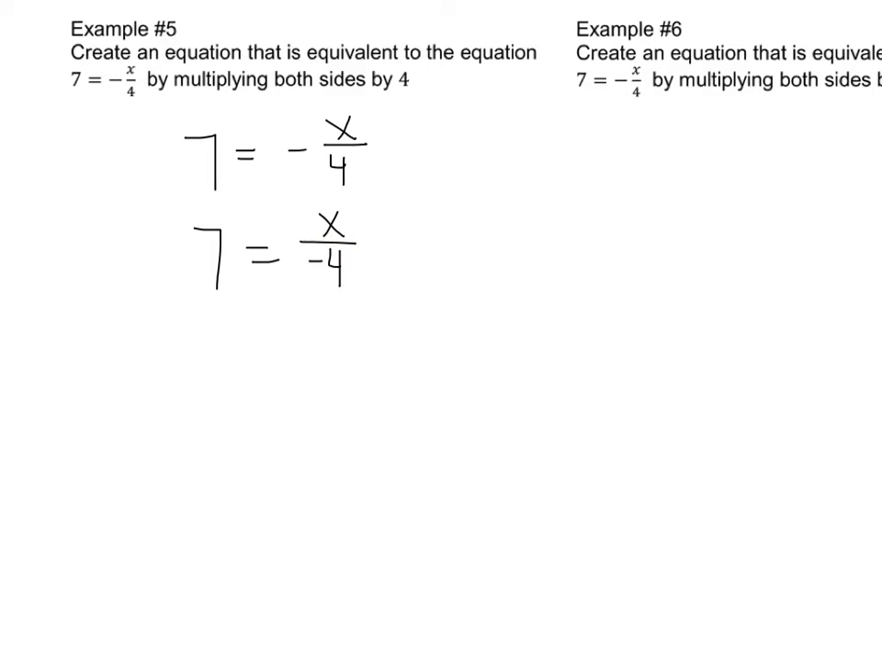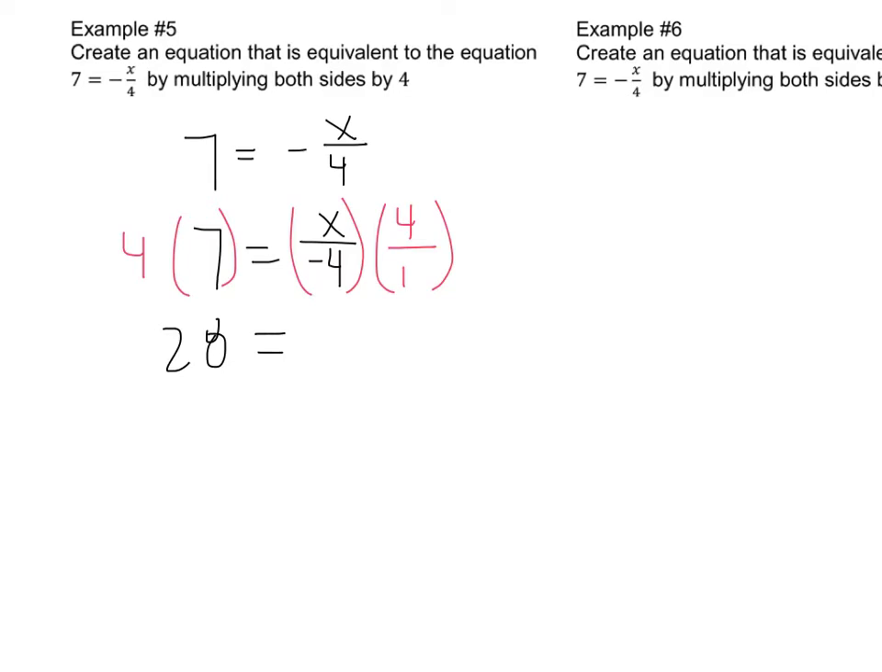All right, so let's multiply both sides by 4. I'm going to multiply the left by 4, and I'm going to multiply the right by 4. On the right-hand side, I'm going to write this as 4 over 1. That's going to make that easier, because 4 is the same thing as 4 over 1. All right, so now, on the left, we have 4 times 7, that's 28. That's easy.